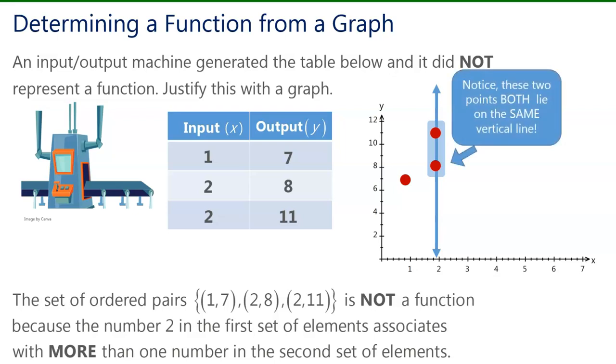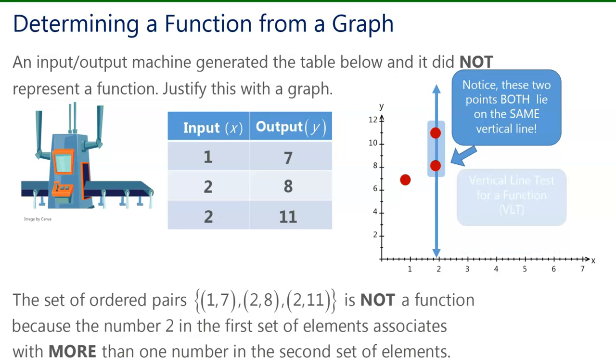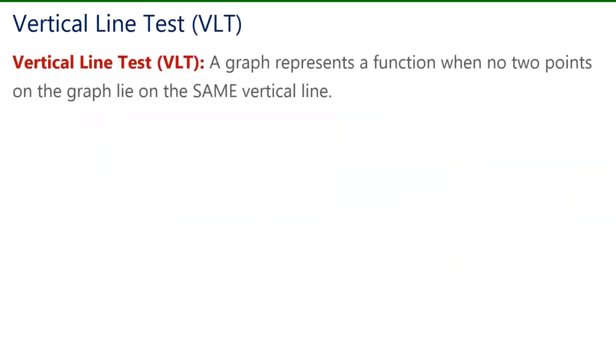Notice these 2 points both lie on the same vertical line. This can help us assess if a graphed relation is a function visually. This is called the vertical line test for a function, abbreviated VLT. Here's more on the vertical line test. A graph represents a function when no 2 points on the graph lie on the same vertical line.